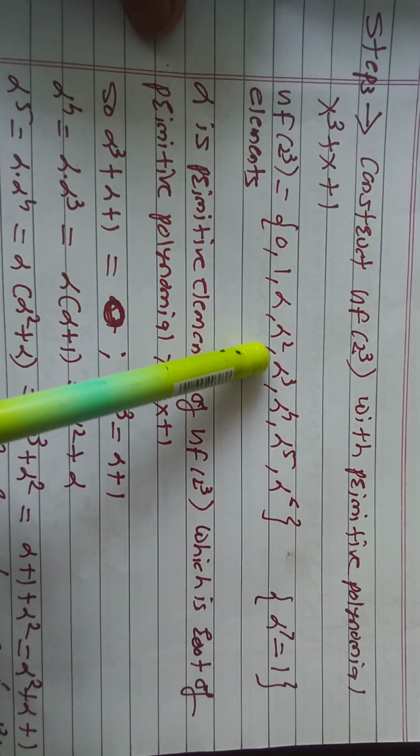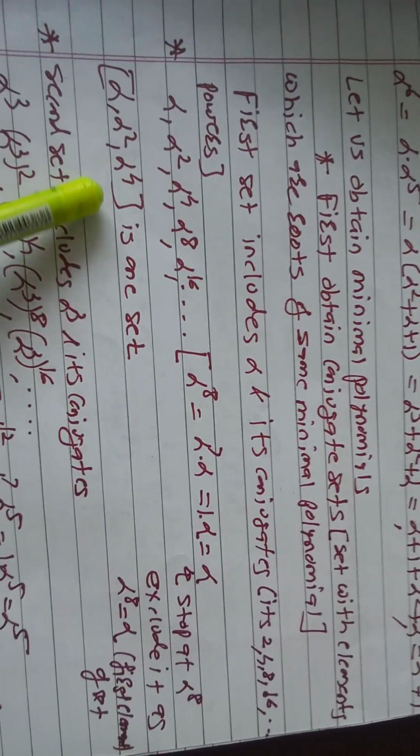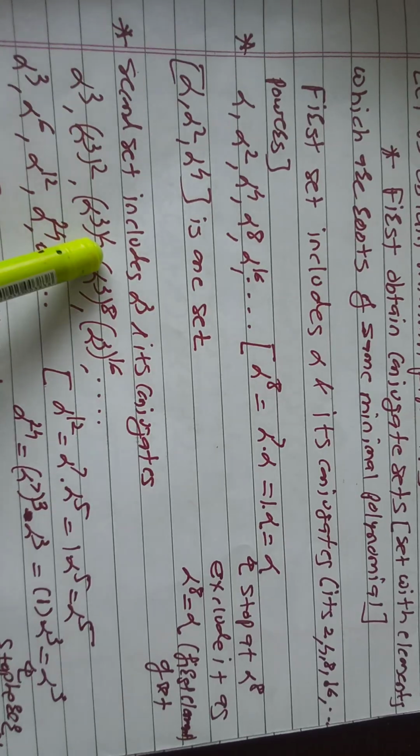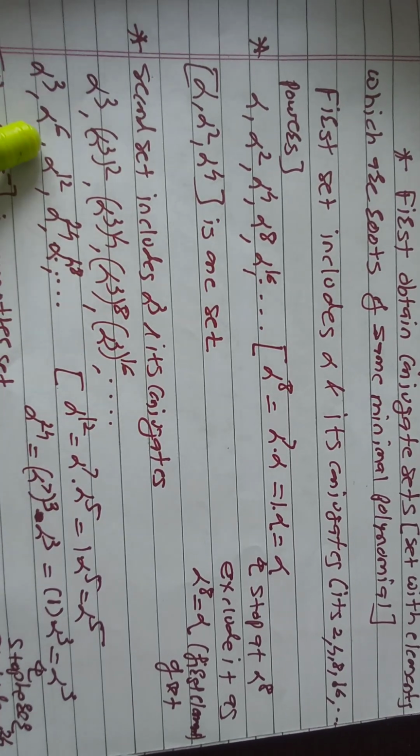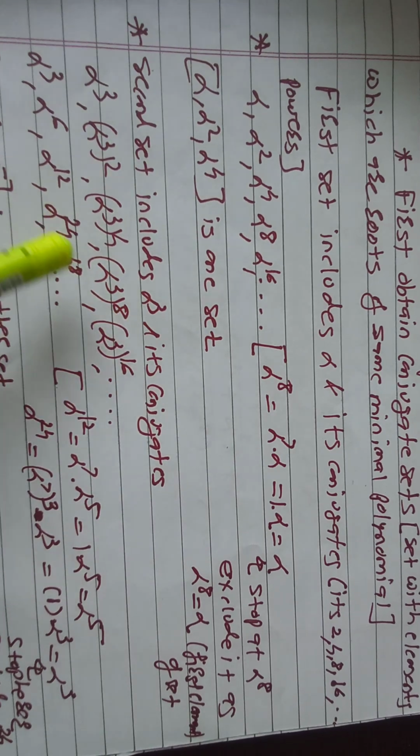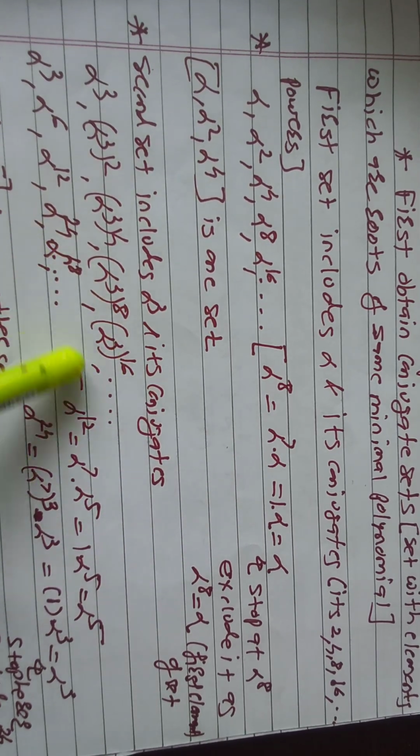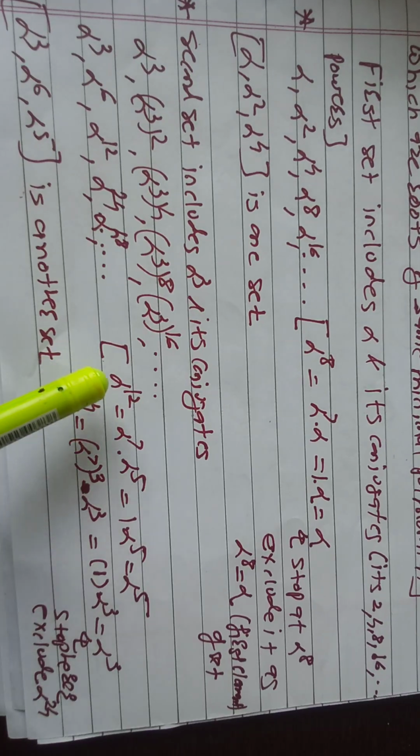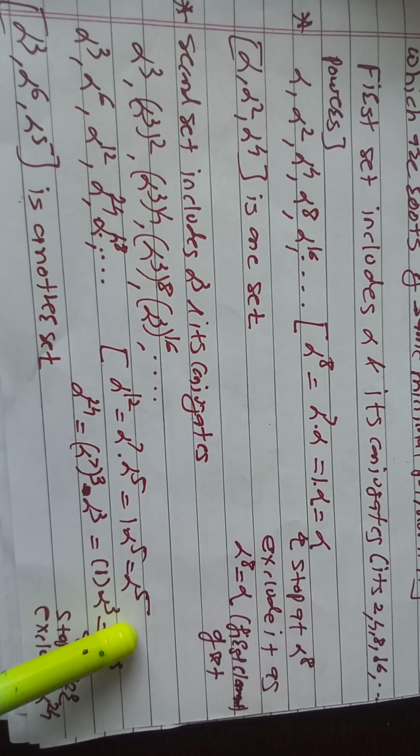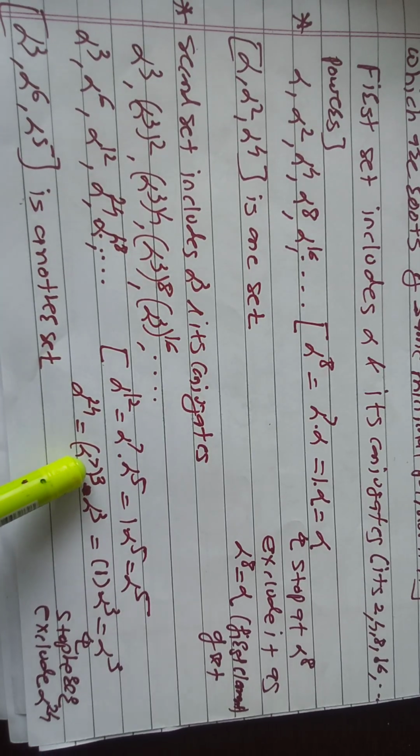Now the second set. You have covered alpha, alpha square, alpha 4. The next odd power is alpha cube. So take alpha cube, with its 2, 4, 8, 16 powers: alpha cube, alpha 6, 4 3s are 12, 8 3s are 24, 16 3s are 48. Likewise you can go on, so where to stop? Alpha 12 is equal to alpha 7 into alpha 5, alpha 7 is equal to 1, so that is alpha 5.